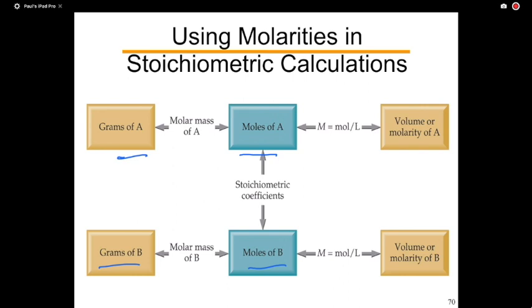Now, you can do them from the gram side, but we also now know that you can do it from a volume of reactant if you know the molarity of it. That can give you moles, and that moles can give you moles of B, and then you can actually calculate the milliliters. So instead of grams to moles to grams, you can also go milliliters to moles to moles, and then the volume. And so we're just calculating how much do you need to react completely one with the other.